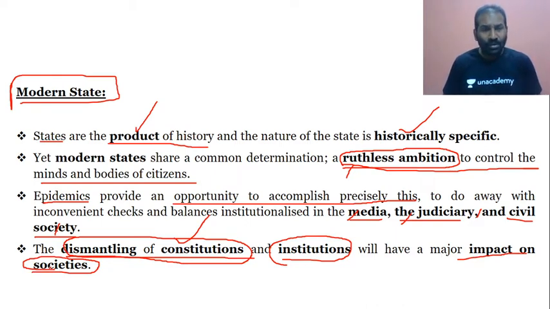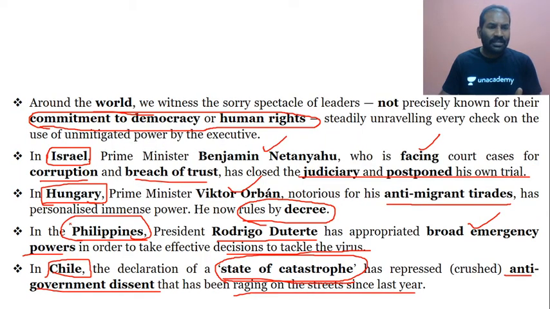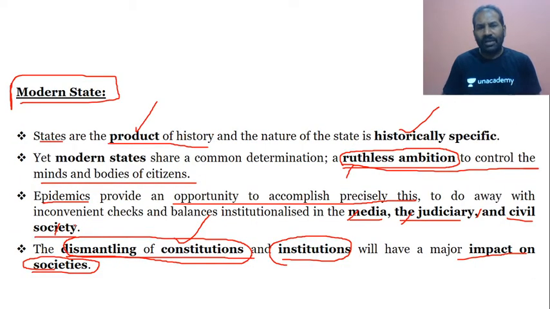So now you know how we have linked it with the Epidemic Diseases Act 1897, and how Bal Gangadhar Tilak reacted to it and contradicted the measures, and how the two brothers assassinated W.C. Rand, and again how India reacted to the migrant workers because of the national lockdown, and how various countries have gone ahead with overreach of power. We have taken the examples of Israel, then Hungary, and also the Philippines and Chile, and now again the modern state.